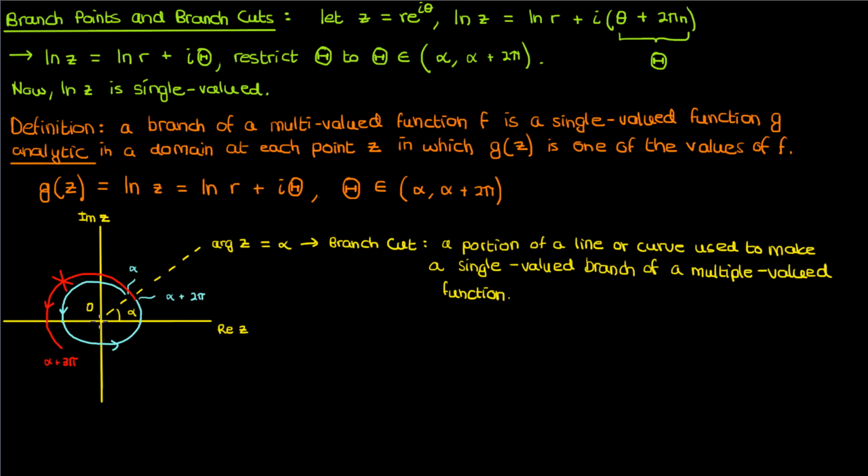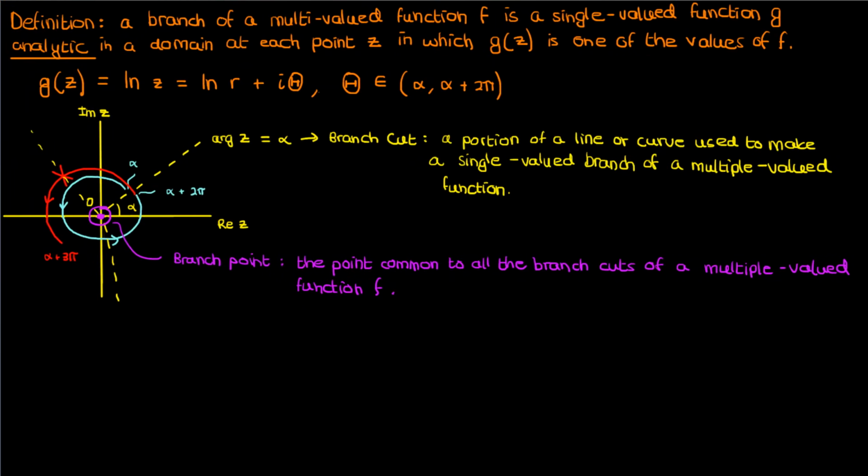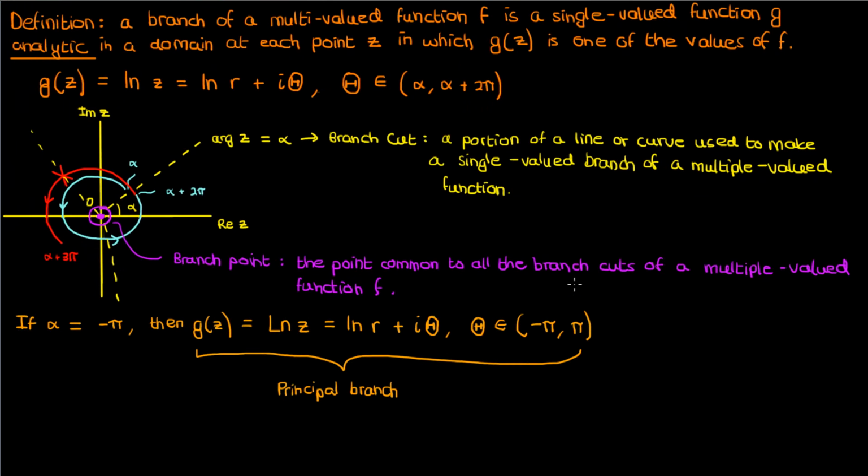But I didn't need to have a branch cut here specifically. I could have it here or here. The point is that all of these branch cuts share the origin in common, and this common point is called the branch point. It's the point shared by all the branch cuts. Let's now describe a special branch cut for the natural log. If we let alpha, our starting angle or starting argument, equal negative pi, then the branch of our natural log that we've extracted is called the principal branch. The principal branch is the branch of the natural log that corresponds to an alpha of negative pi.